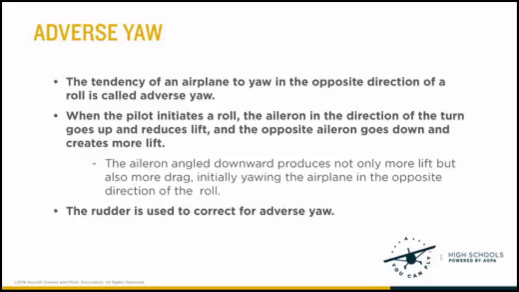However, the increased lift on the right wing also increases the drag on the wing, slowing down that wing in relation to the opposite wing. This causes the nose of the airplane to yaw toward the wing with the increased lift and drag. So the nose initially moves the opposite direction of the intended turn. This is termed adverse yaw. So adverse yaw is counteracted by using the rudder. So by adding some rudder input, you can offset that.